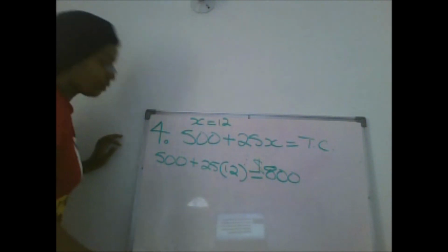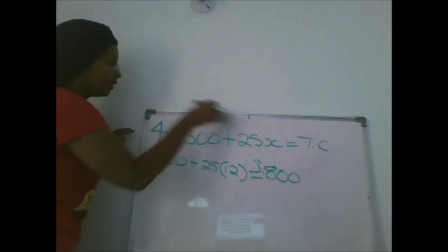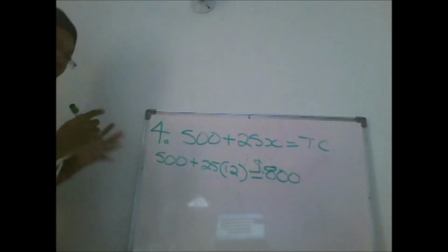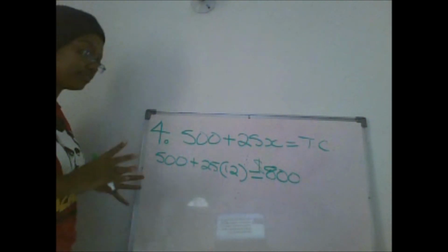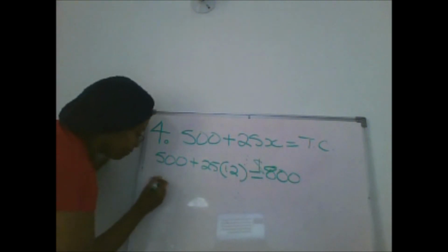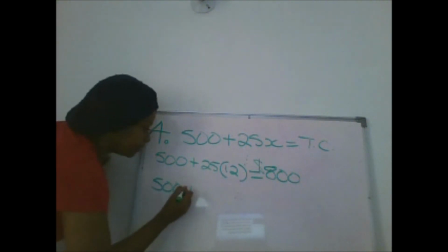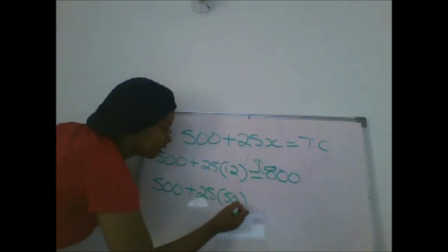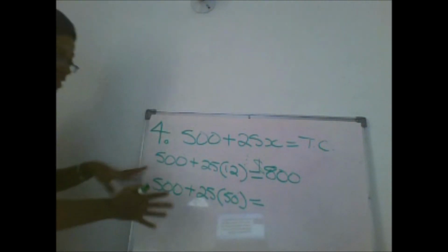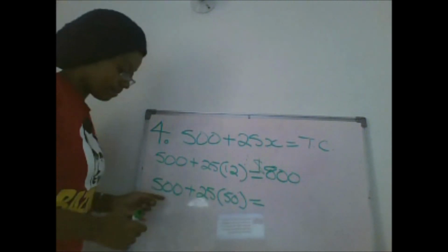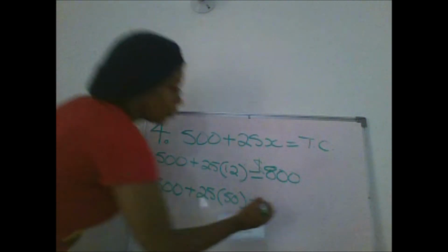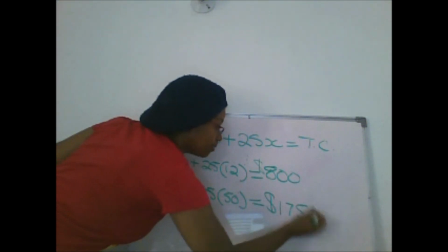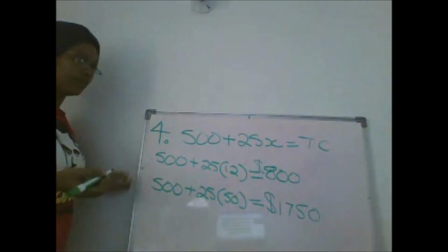So then they want us to find what the expense would be for producing 50 items. So again, we do the same thing, but this time x is 50. So we have 500 plus 25 times 50. And again, you multiply this, add it to that, and we get 1,750. I'm assuming dollars again because it's money.